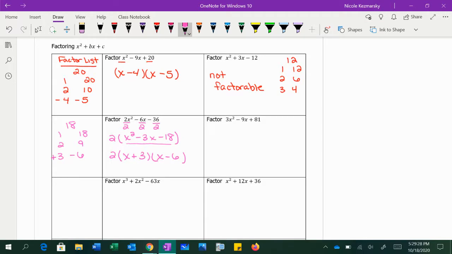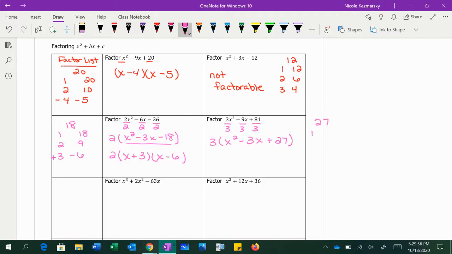Let's try the same thing with the next one. With the next one, all three of these numbers are divisible by 3. So I'm going to have 3 times x squared minus 3x plus, that should be 27. And then I'm going to do factor pairs for 27.